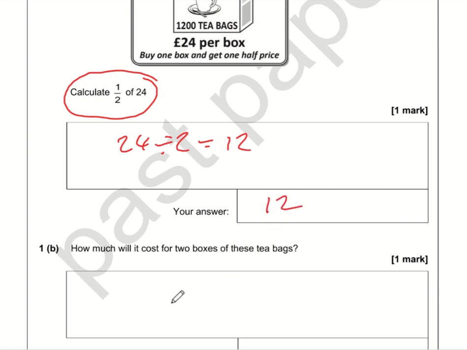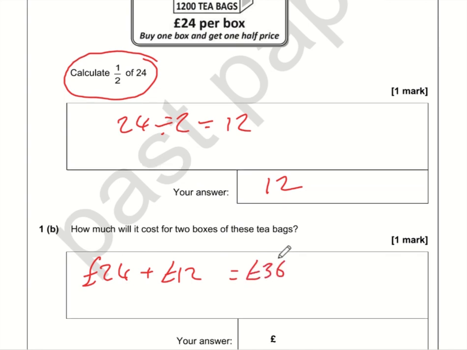So part B: how much will it cost for 2 boxes of the tea bags? It's £24 per box, buy one, get one half price. So the first box is 24, the second one is 12, that's presumably why they've asked us to calculate a half of 24, and £24 plus £12 is £36.